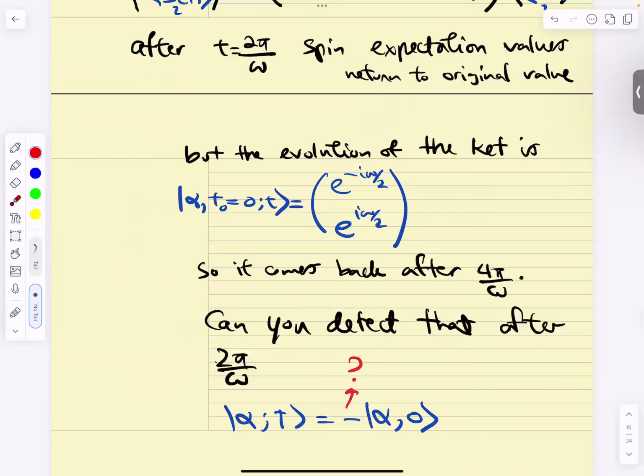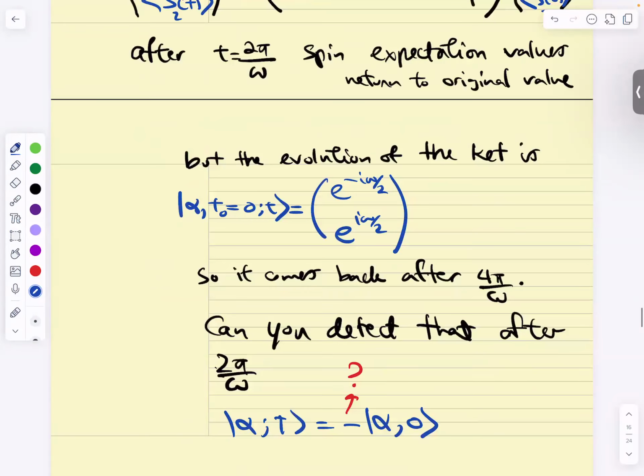But if you did this to a ket alone, you'll pick up e to the minus i omega t over 2, e to the i omega t over 2. Well, why did I write it this way? No, I don't like this. This is bad, sorry. So let's just say your alpha at t naught equals 0 is c1, c2, so that this is c1, c2. Good.